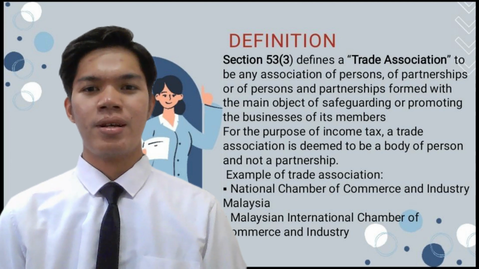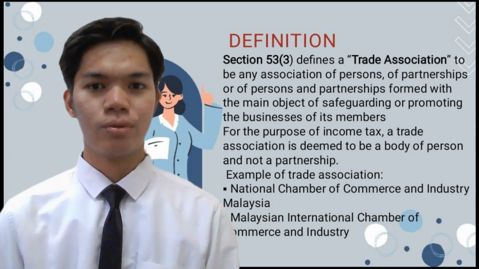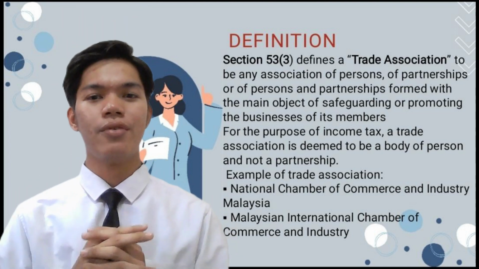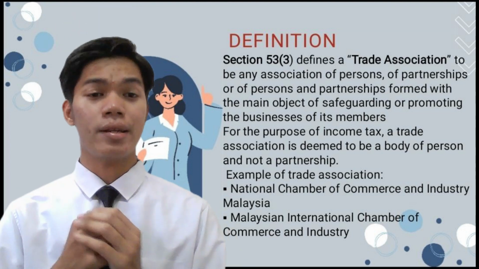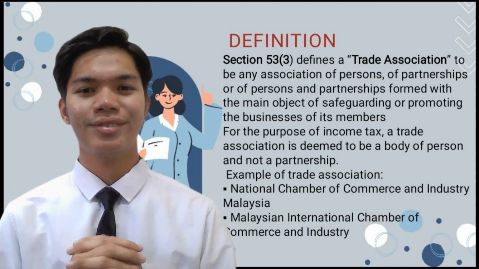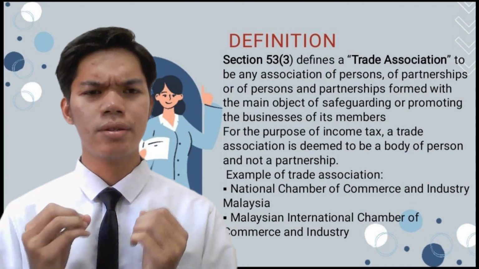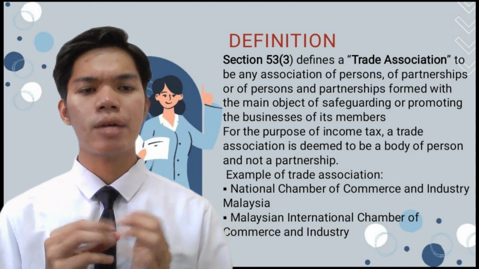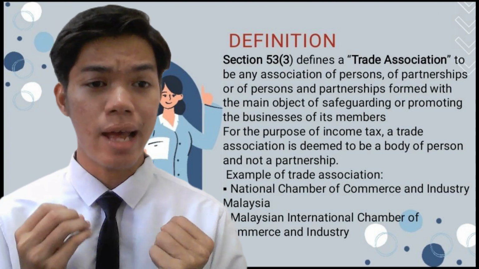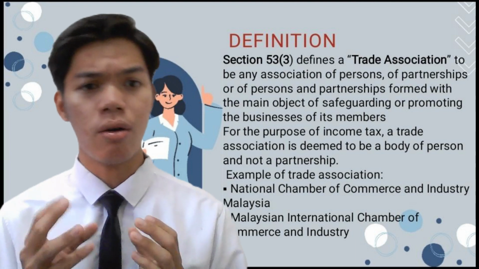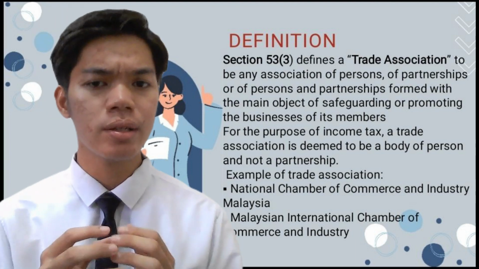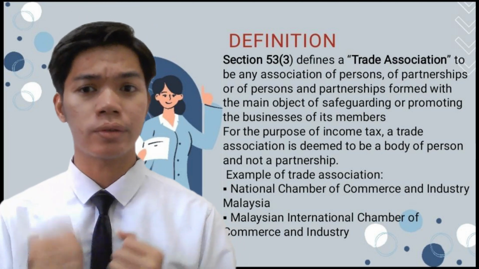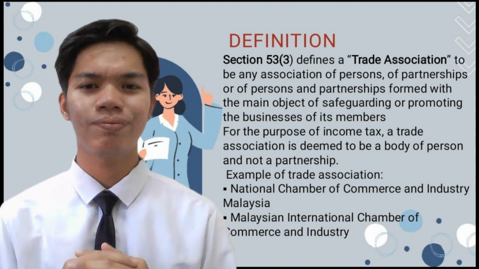Thank you, Haziq. Good day, everyone. Today, I will be discussing the taxation of trade associations in Malaysia as governed by the Income Tax Act 1967, or ITA. A trade association is defined under Section 53, subsection 3 of the ITA as any association of persons, of partnerships, or of persons and partnerships formed with the main object of safeguarding or promoting the businesses of its members.